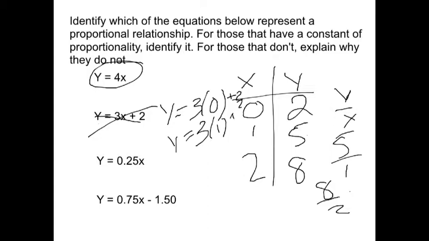If I look at y equals 0.25x, basically this is saying I'm taking my input, I'm multiplying it by a quarter, and I'm getting my output. All I'm doing is multiplication. So yes, it does represent a proportional relationship, and I can identify the constant of proportionality as 0.25 or 1/4. And y equals 0.75x minus 1.50 does not represent a proportional relationship, because it's not just simply a multiplication problem. Anytime you add or subtract something, you're ruining the proportional relationship, because it's no longer going to result in equivalent unit rates.